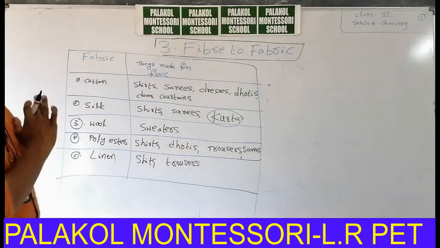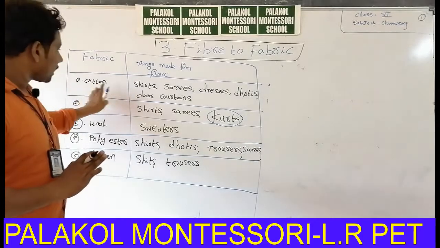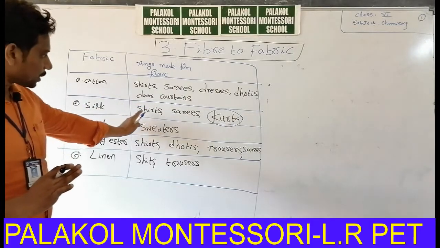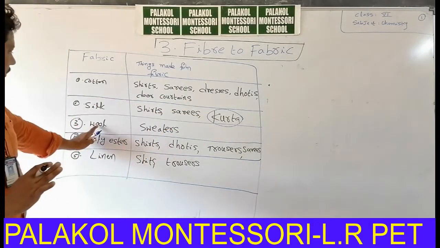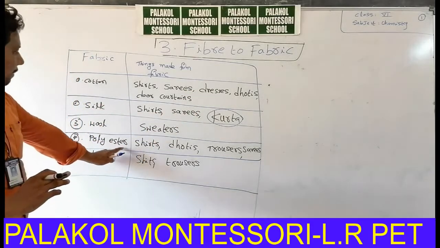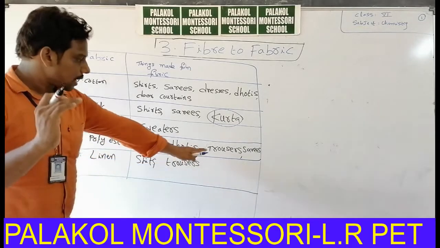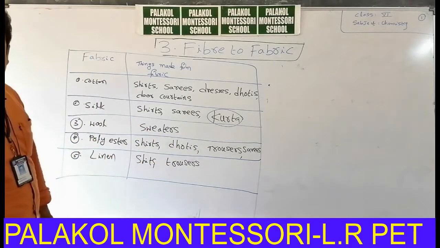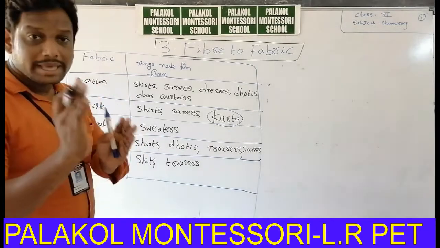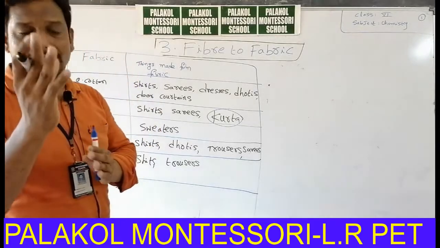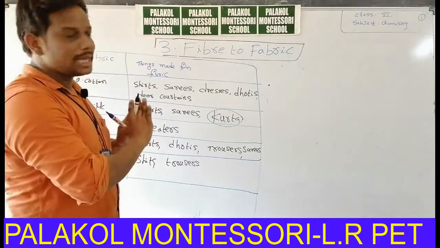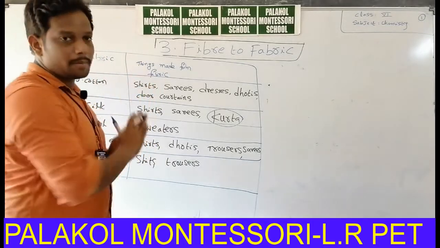This table is there in your textbook. With cotton: shirts, saris, dresses, dhotis, door curtains. With silk fabric we can prepare shirts, saris, kurta. With wool we can prepare sweaters and also shoes. With polyester fabric we can prepare shirts, dhotis, trousers, saris. With linen fabric we can prepare shirts, trousers. These are some things made from fabric. Many other things are also prepared from this particular fabric. For your standard, it is enough. This is about things made from fabrics.